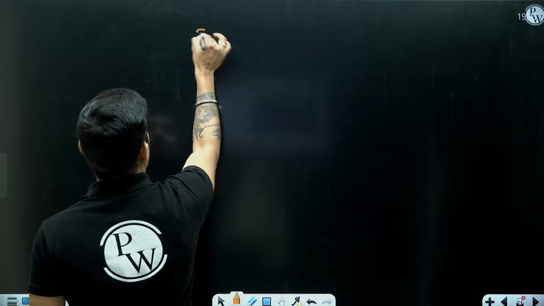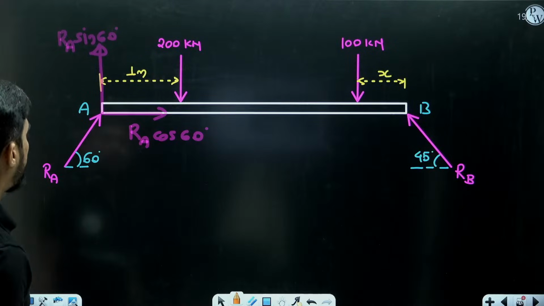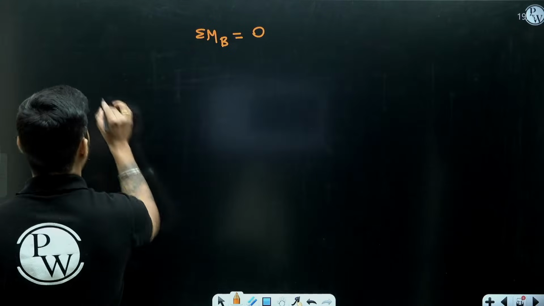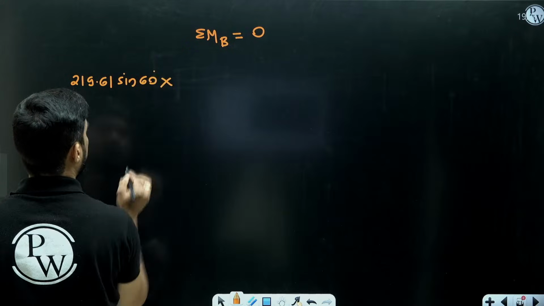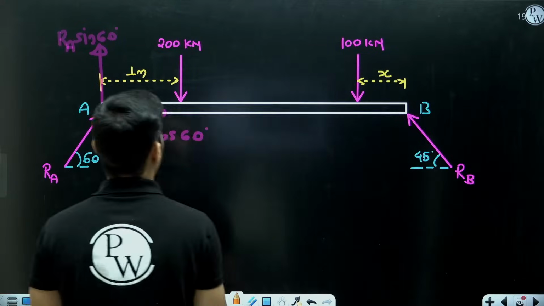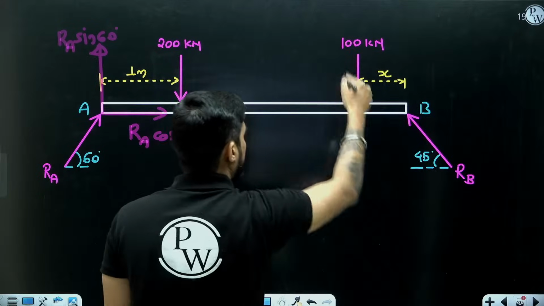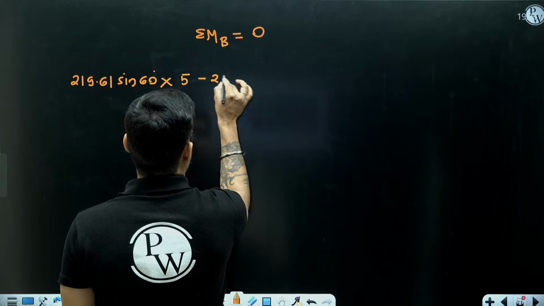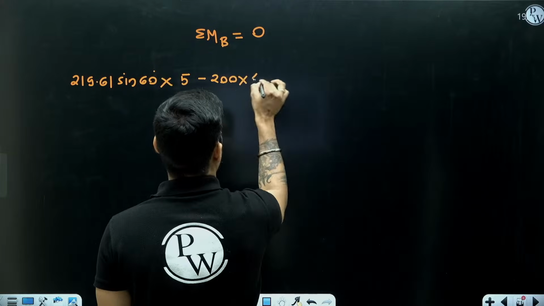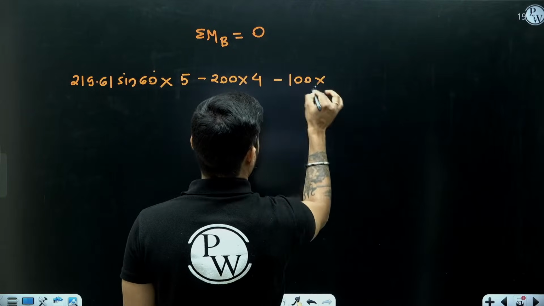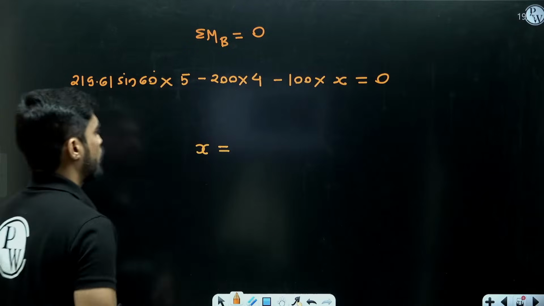Let's take moment at point B. Net moment at point B will be 0. So it will be RA sin 60 and RA is 219.61. So 219.61 sin 60 multiplied by, what is this total distance? 5 meter. And this moment will be clockwise. The moments of this 200 and 100 will be anti-clockwise. So minus 200 into the distance from here to B, which is 4, minus 100 into X. So from here you get the value of X.